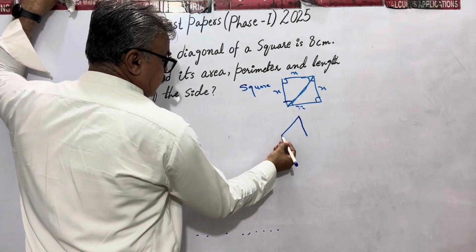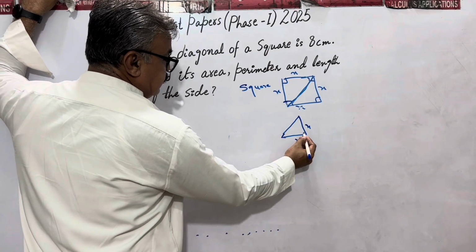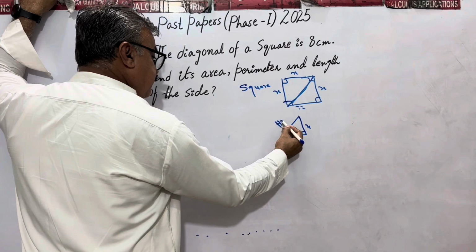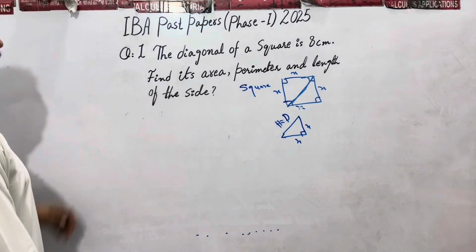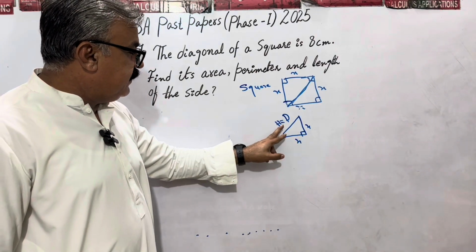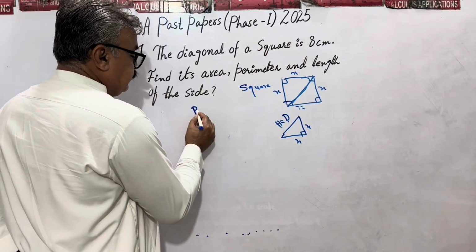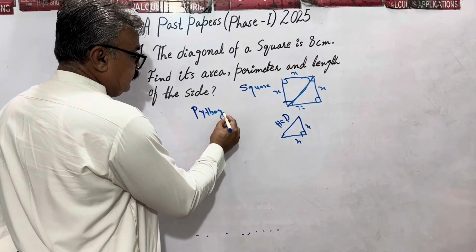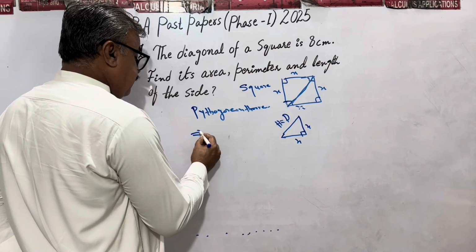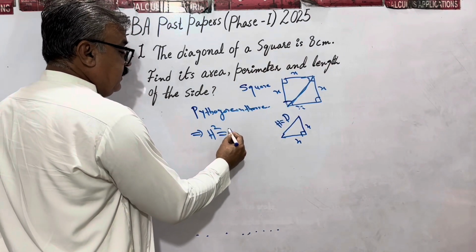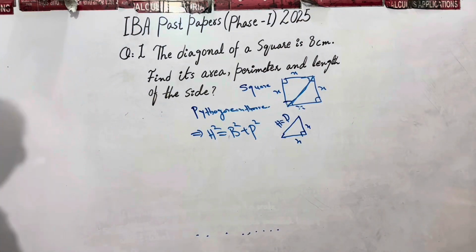If I write down only the lower triangle, this is x, this is also x. Opposite to 90 is the hypotenuse. From the triangle's point of view it is the hypotenuse; from the square's point of view, it is the diagonal. Apply the Pythagorean theorem. It states that hypotenuse square is equal to base square plus perpendicular square.